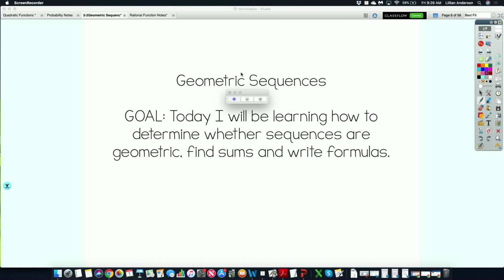So on your foldable, we'll start with the geometric sequences, a geometric sequence, and then we'll move on to the series from there. Okay? So definitely make sure that you're listening. You don't have to copy down exactly everything that's on the board. Just make sure that you're listening. Okay?